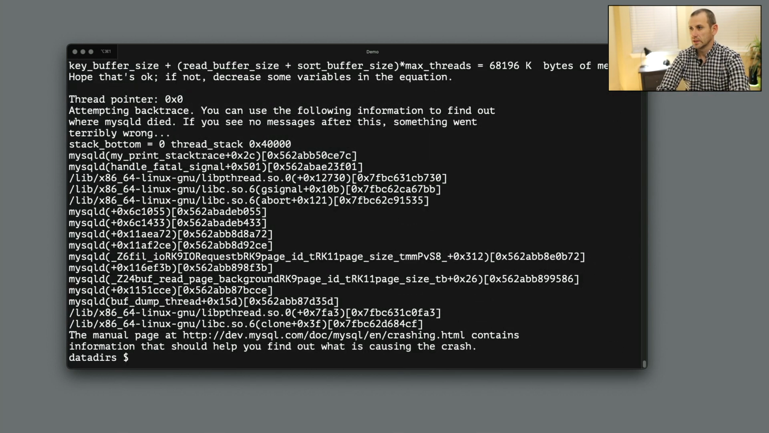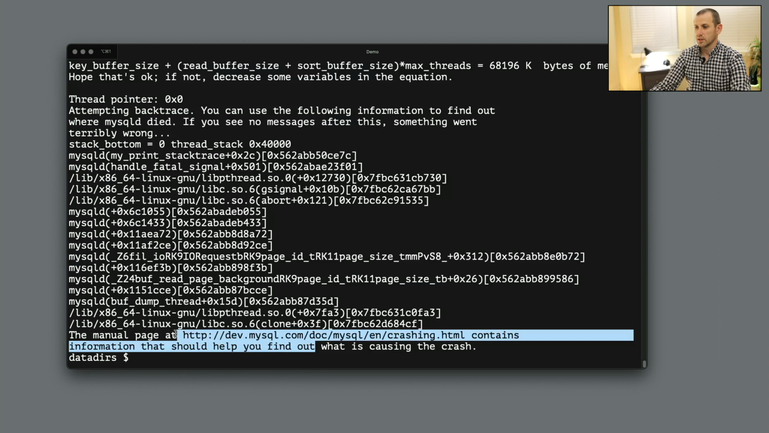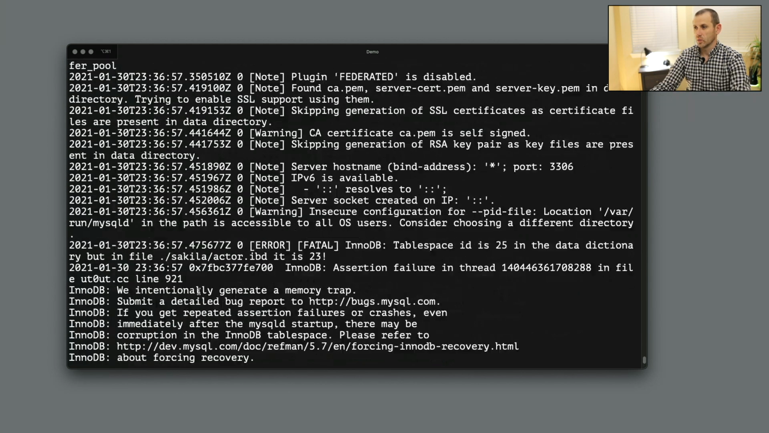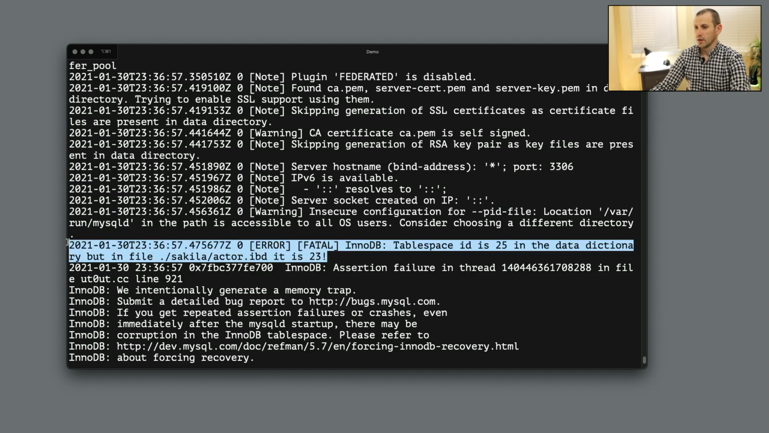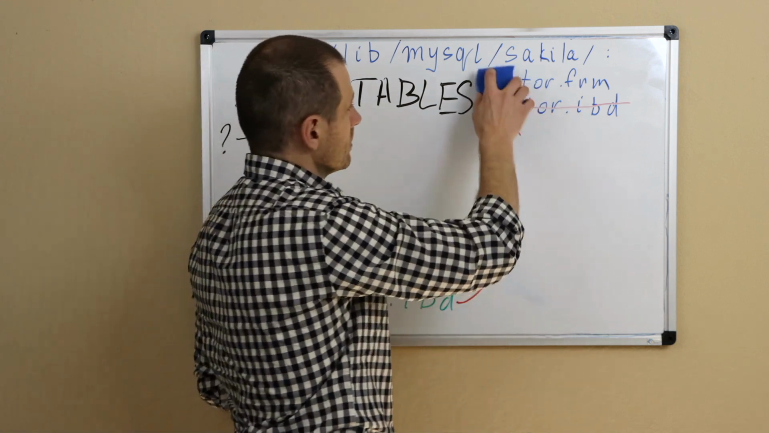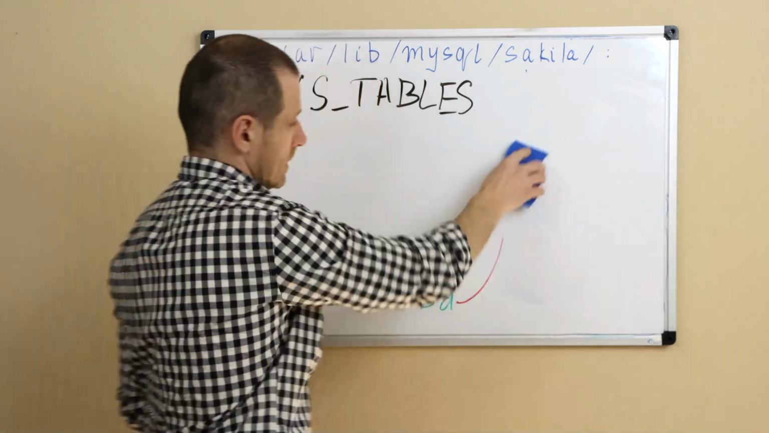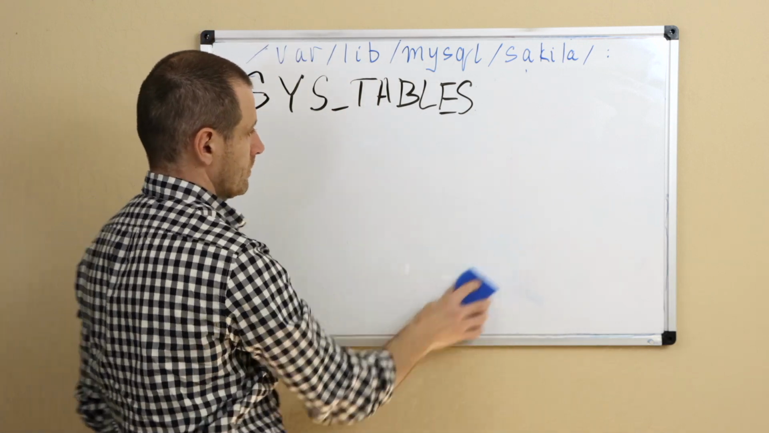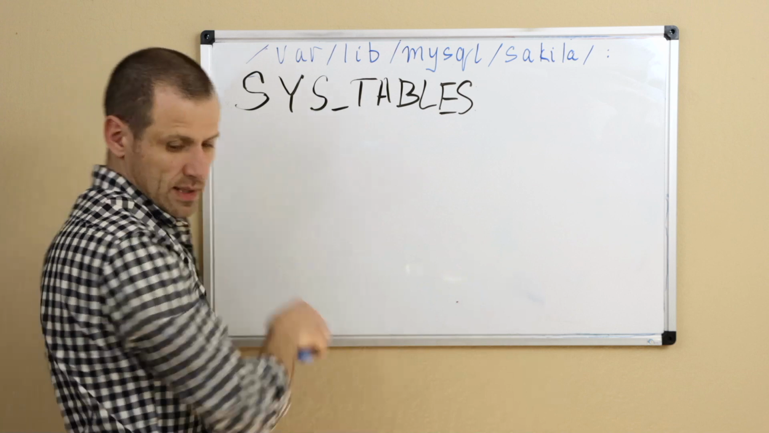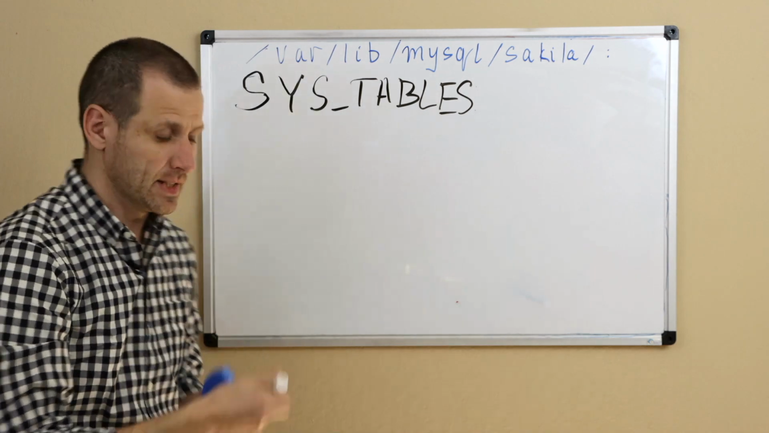So what happened here is MySQL crashed. And why did it crash? Because the tablespace ID is 25 in the data dictionary, but in the file it is 23. Oh, the tablespace ID doesn't match. So what's going on here? We know that we already have a record in the dictionary, and this is what happened.